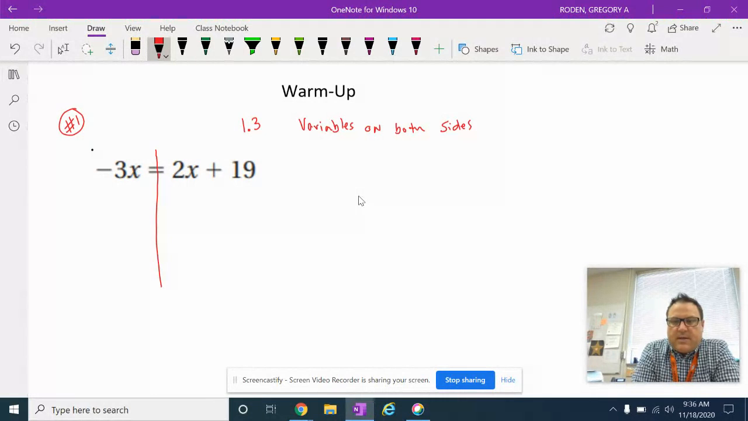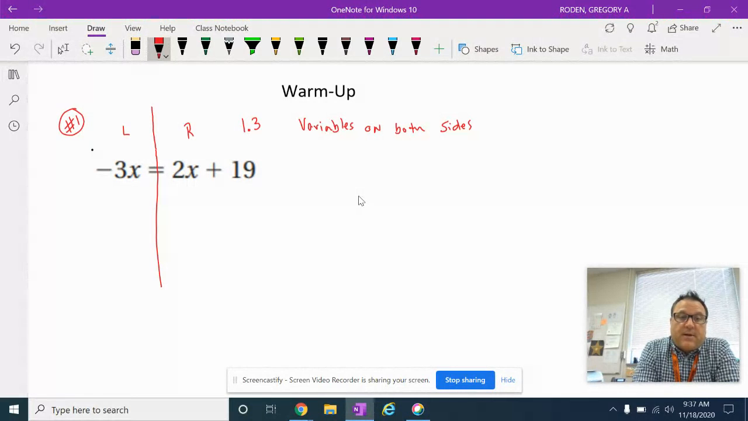What I say to myself is, okay, do I have any distributive property? No, there's no distributive property, and the reason is there's no parentheses, right? Distributive property deals with parentheses. We'll see one that actually will have some distributive property in here. Can I combine like terms on either side, the left or the right side? Well, no, because you have negative 3x. There's nothing to combine to the negative 3x on the left side.